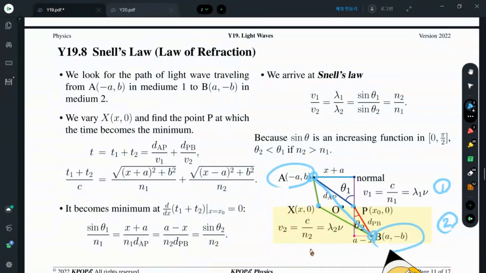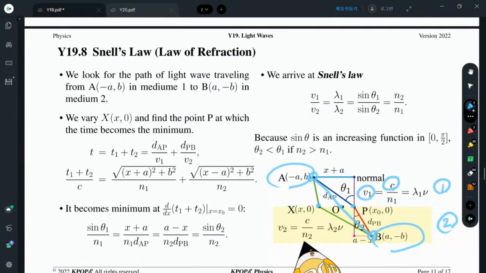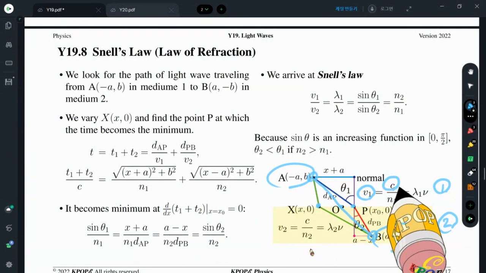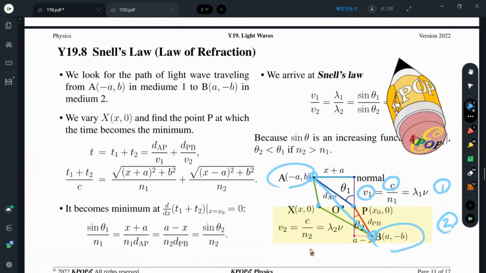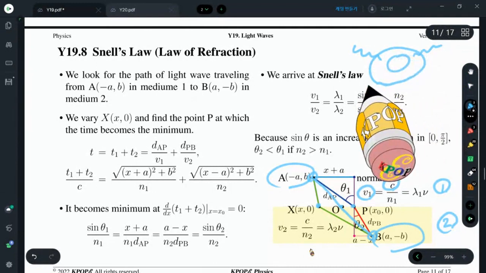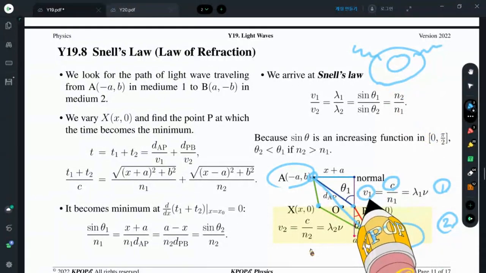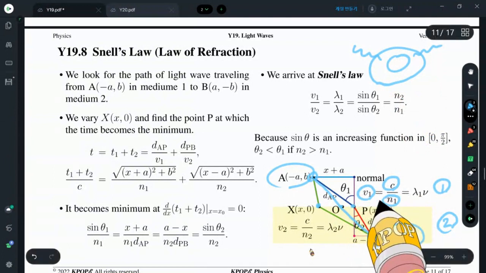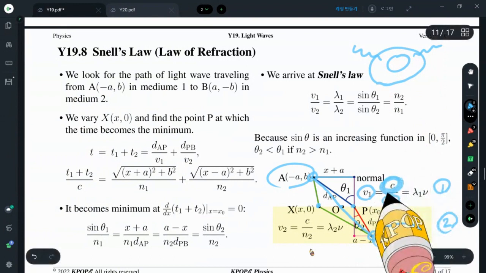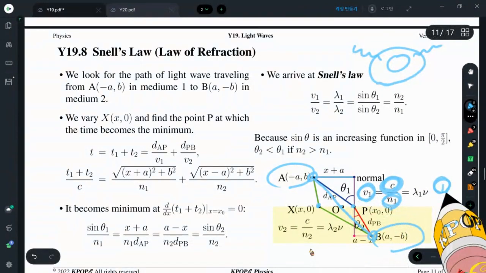By the way, a light wave travels with the speed of light. However, this c is the speed of light in vacuum. In case there are media, the speed of light slows down. For example, an atom can absorb light and it emits light. So there should be a time delay. Therefore, if there is a kind of material called a medium, water, air, whatever, then the speed of light slows down. The slowing down of the speed of light is expressed as the index of refraction. This is the speed of light in vacuum, and that should be divided by the index of refraction to find the speed of light in medium one and medium two.